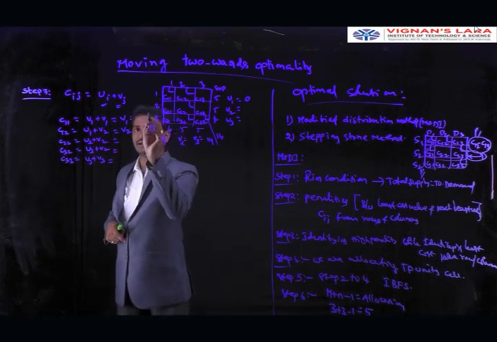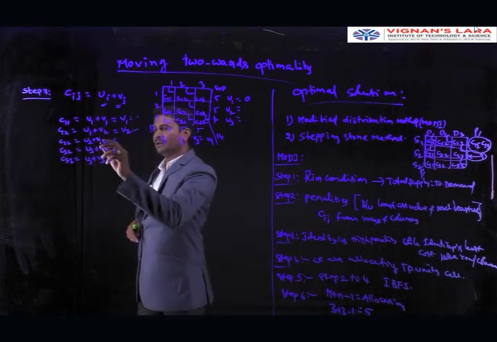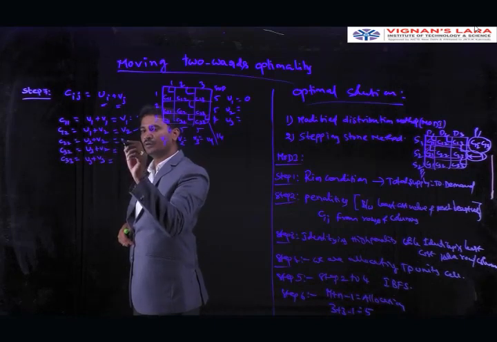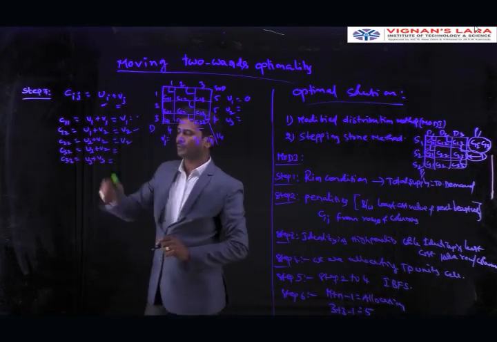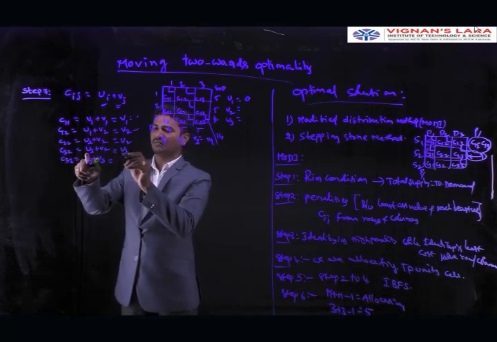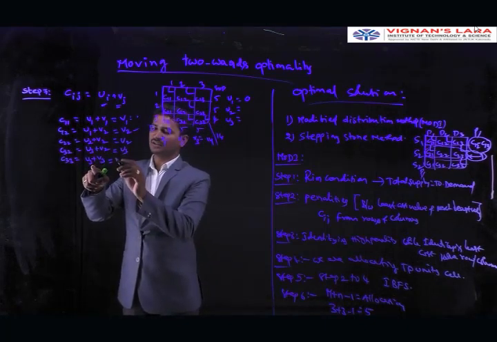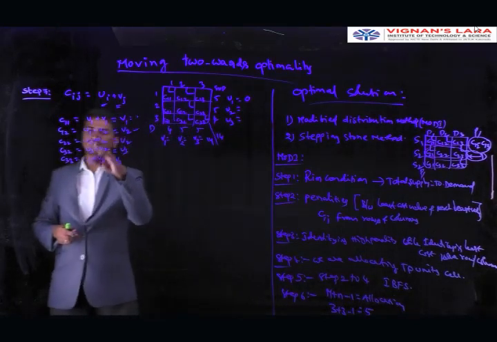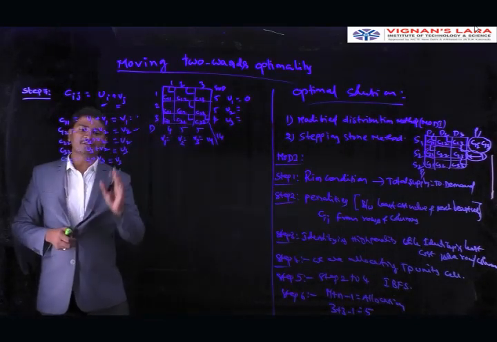V1 we get here and here V2 we get. Here we have the V2 value, so we are going to substitute V2. From this we are going to get U2 value. Next, coming to here, V2 is there. From this we are going to get U3, and here U3 is there. From this we are going to get V3 values. After calculating these values, now we are going to check the optimality.